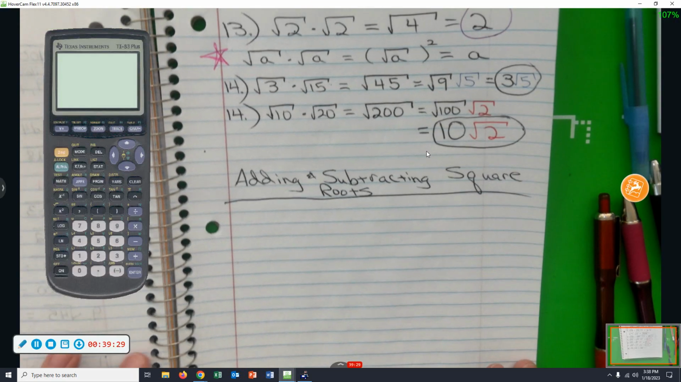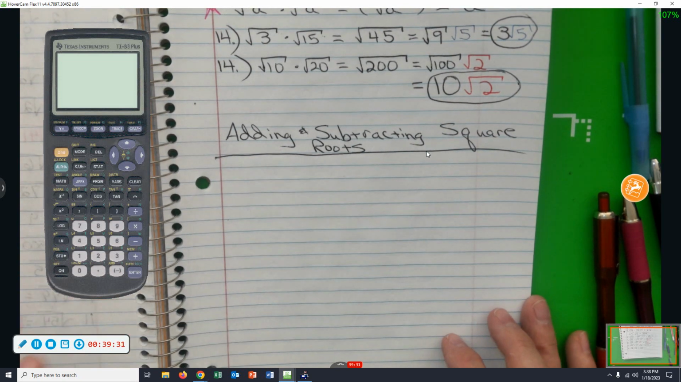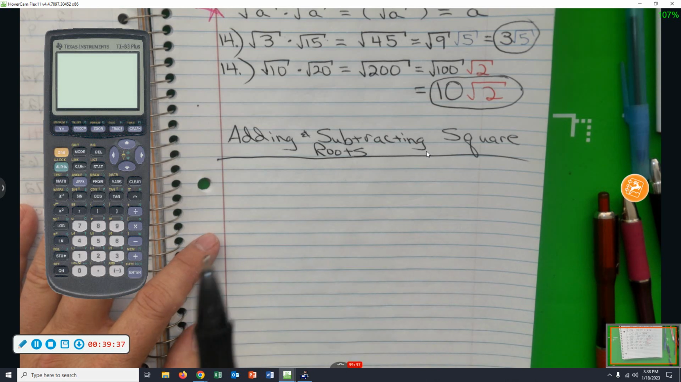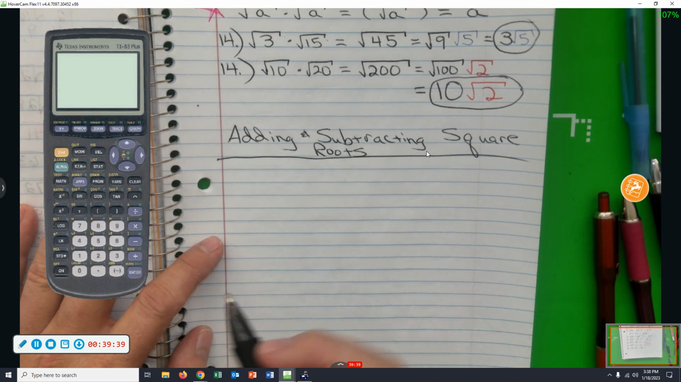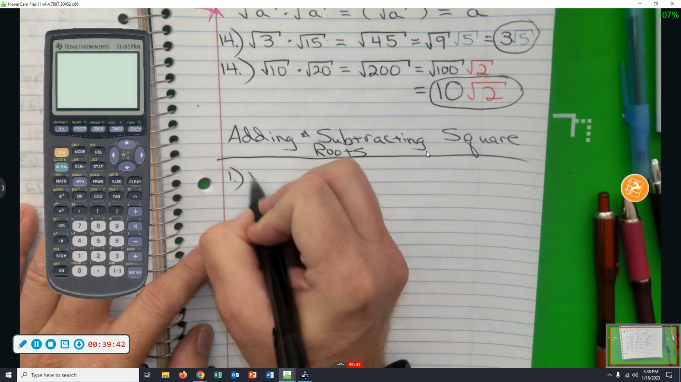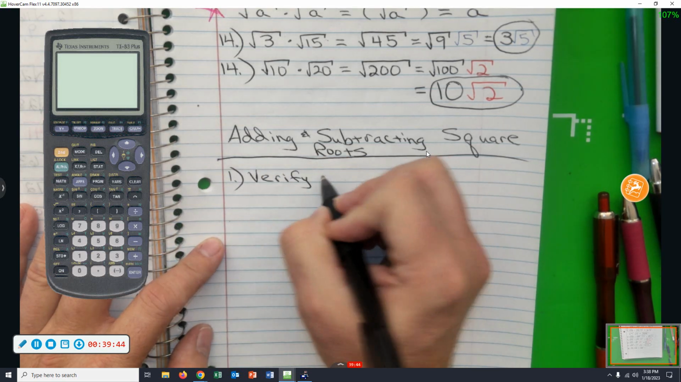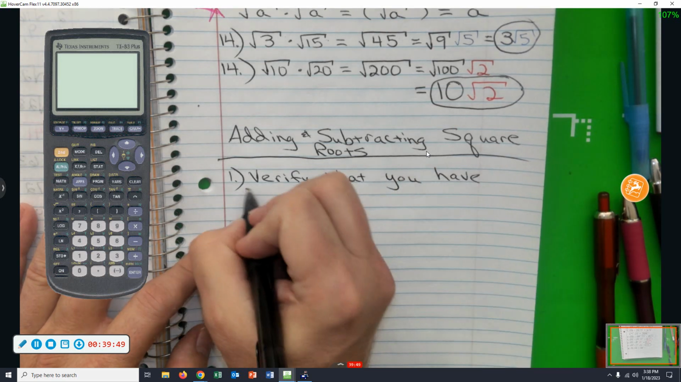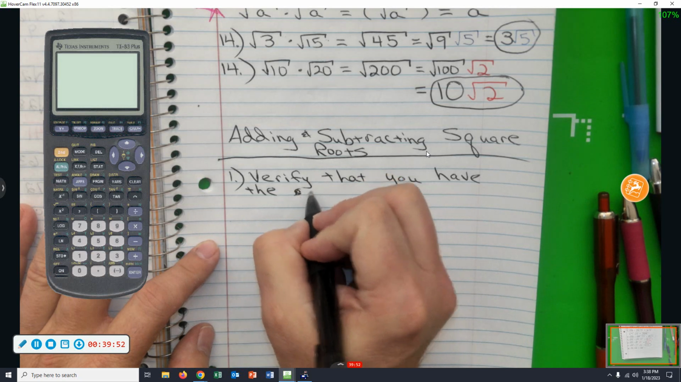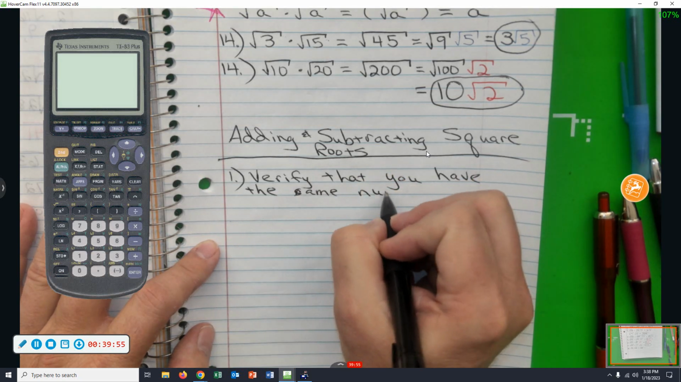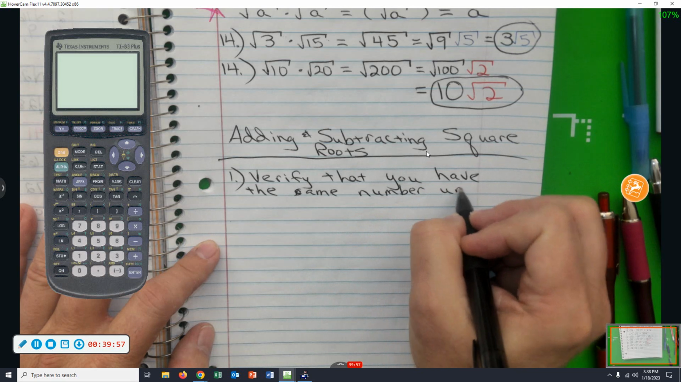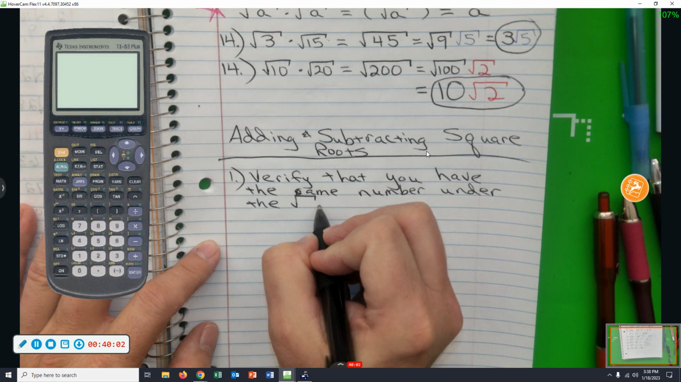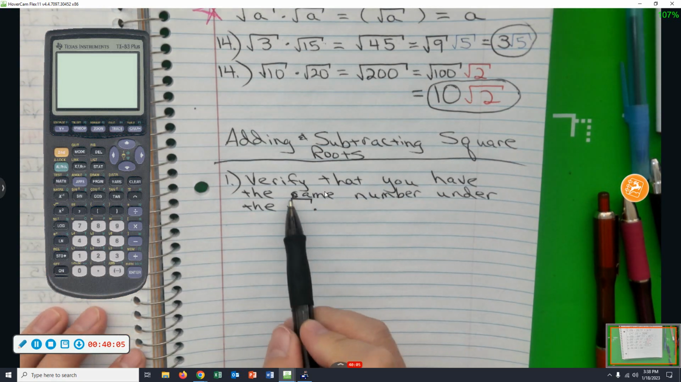Okay. Adding and subtracting square roots. You have to make sure you have like radical terms. That means you have to have the same number under both of those square roots. So first of all, verify that you have the same number under the square root symbols. Same, S-A-M-E.